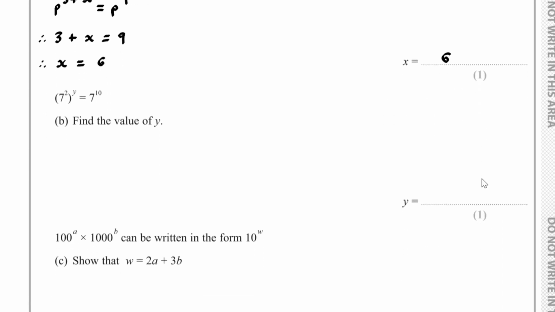For the next part, we've got 7 squared to the y equals 7 to the 10. We have to find the value of y. Well, we've got a base to a power to another power. So here we multiply the powers. We've got 7 to the 2y equals 7 to the 10.